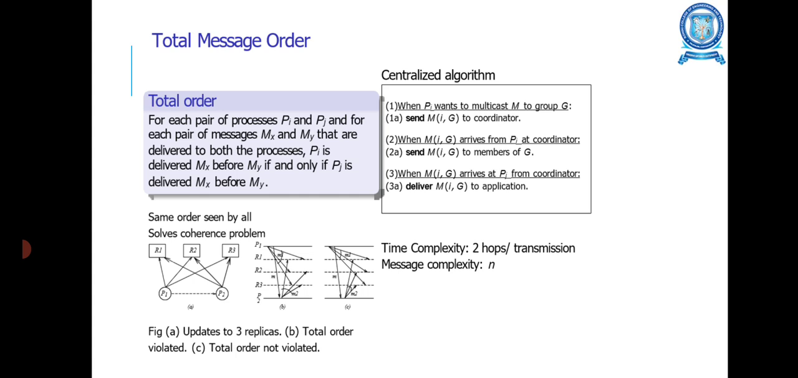The complexity: each message transmission takes 2 message hops and exactly n messages in a system of n processes. The main drawback of the centralized algorithm is the single point of failure and congestion, and it is not an elegant solution. So this is a major drawback.